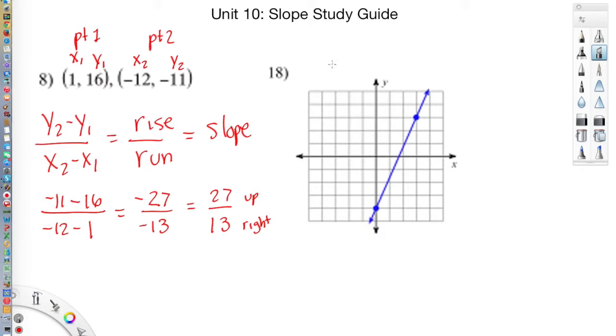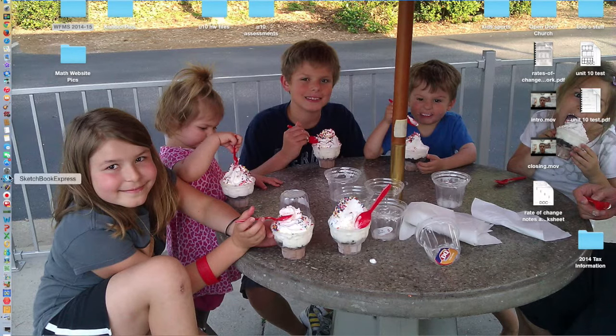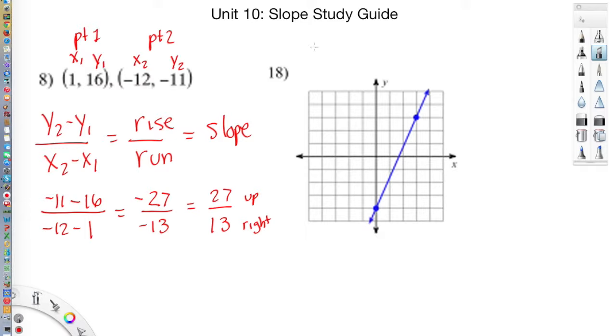Let's take a look at number 18. Number 18 asks us to write an equation of each line in slope-intercept form. Okay, so slope-intercept form would look like this: y is equal to mx plus b.